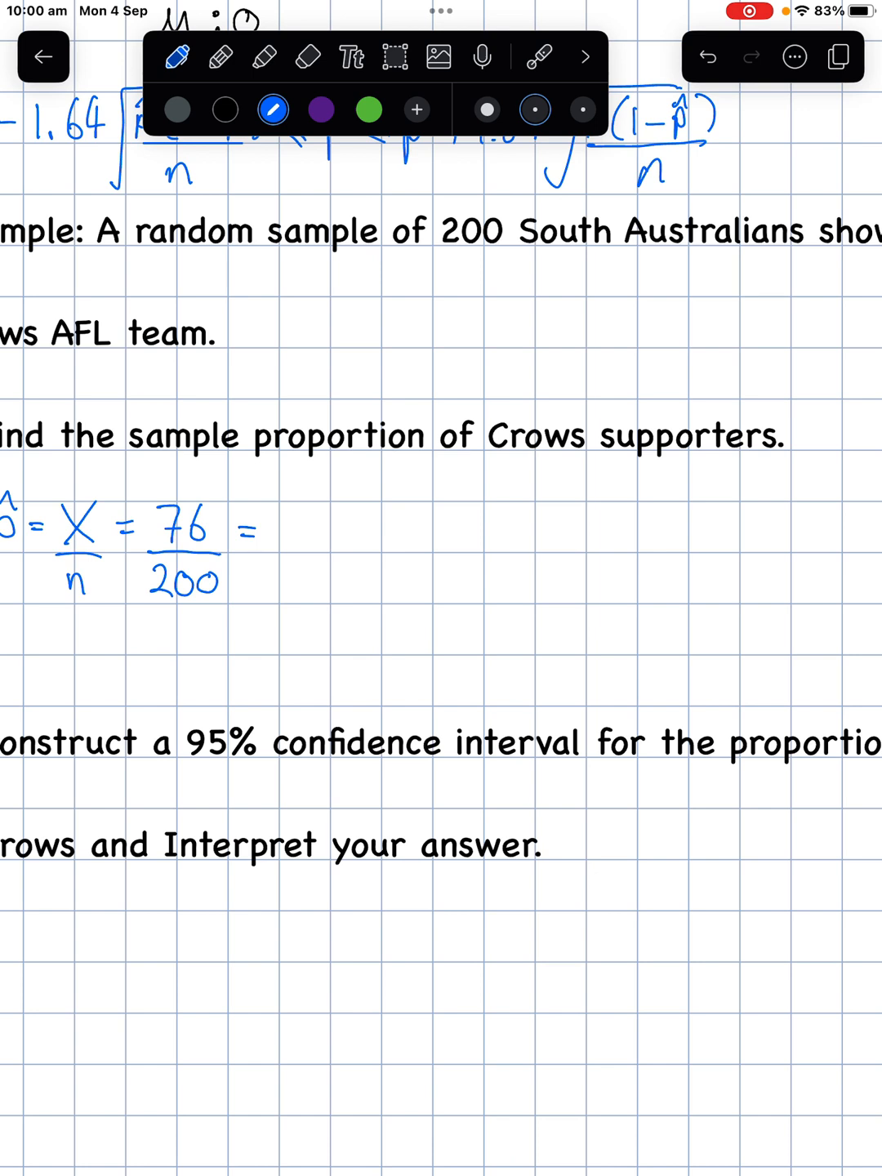If I halve both values here, just to do a little bit in my head, half of 70 is 35, half of 6 is 3, so 35 plus 3 is 38 over 100, which means I've got an exact decimal value of 0.38, which means 38% go for the Crows.